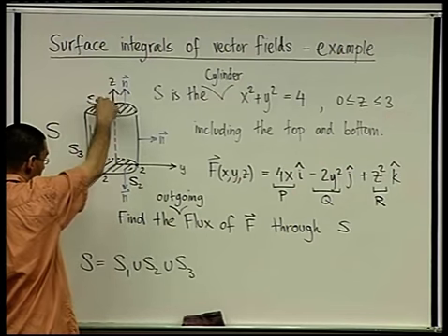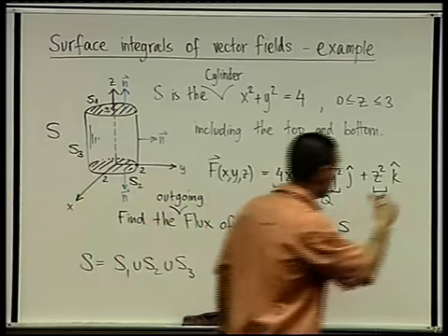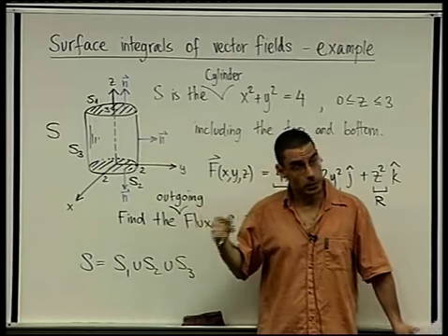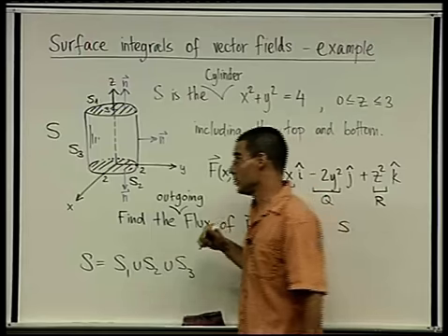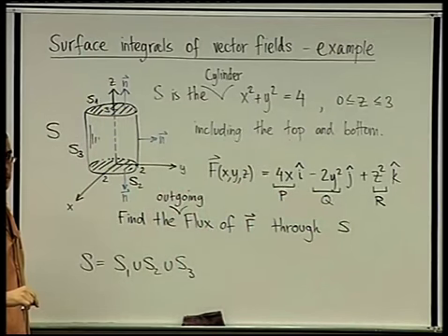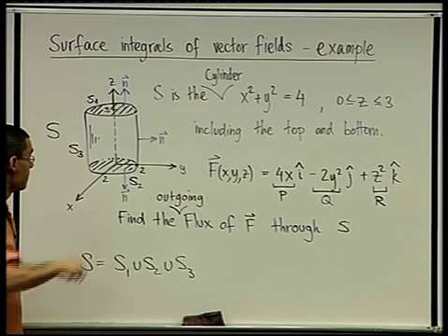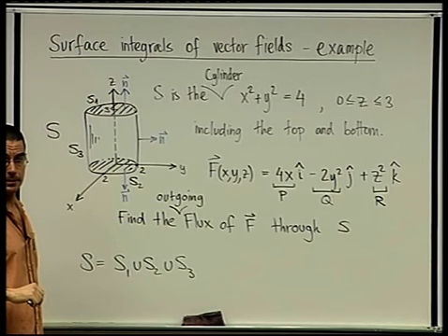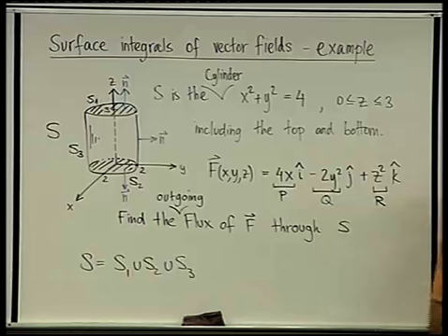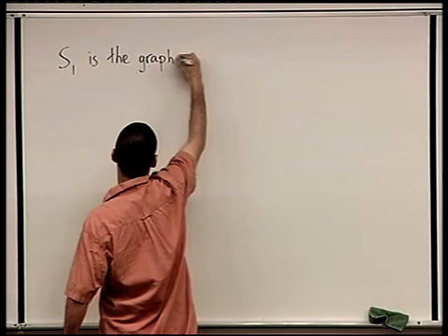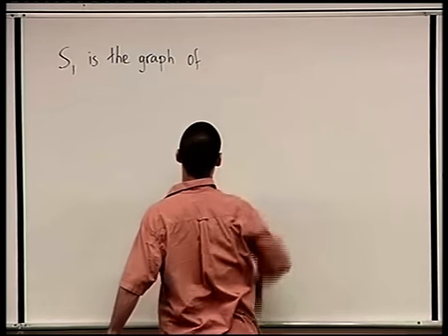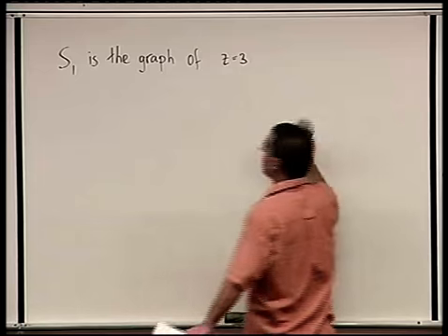Let's start with S1. So what is S1? The easiest way to do it, not the only way, one way to do it, and an easy way to do it, is to note that S1 is the graph of a function. Do you agree? What function? The constant function f of xy equals 3. Do you see that? So let's write that. S1 is the graph, or part of the graph, of f of xy equals 3.